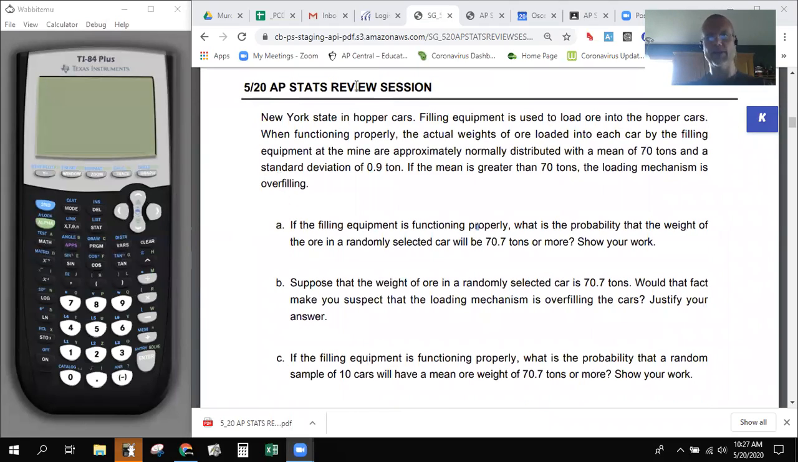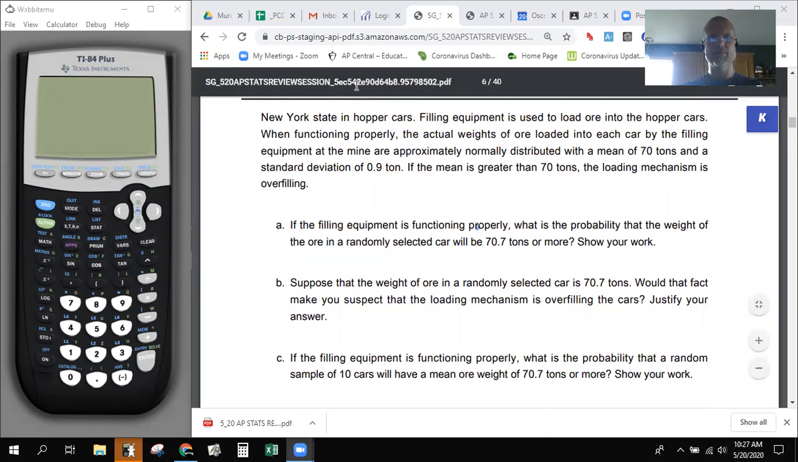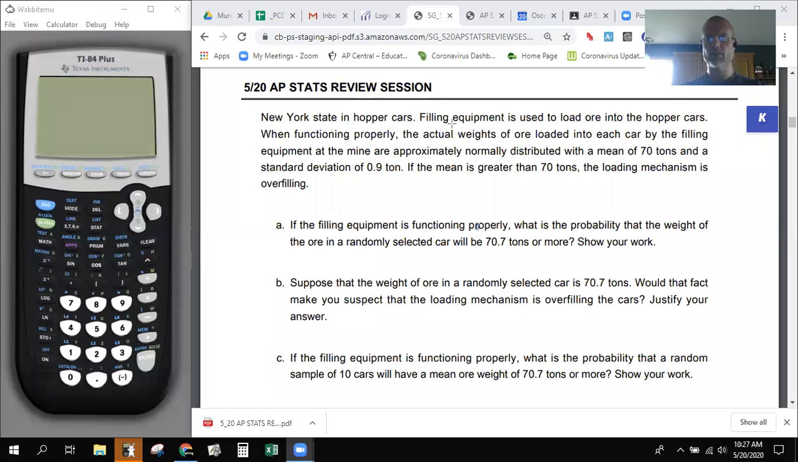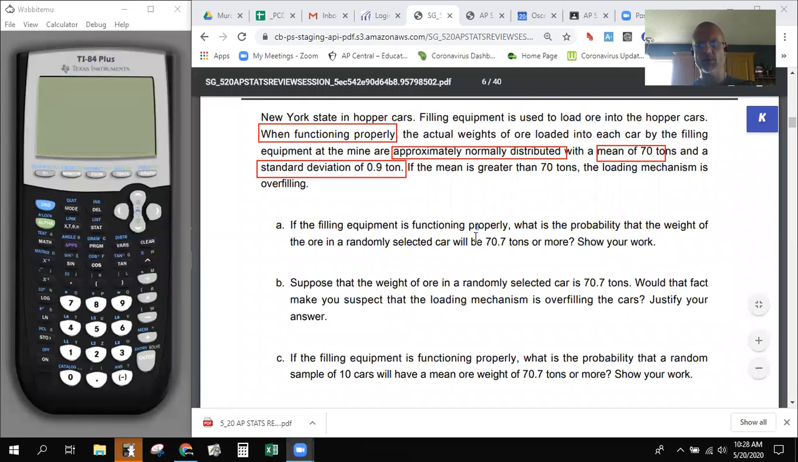So what was kind of important there? Use this. When it's functioning properly, it is approximately normally distributed with a mean of 70 and standard deviation of 0.9. If the mean is greater than 70 tons, it's overfilling. Okay, if the filling equipment is functioning properly, what's the probability that a weight of ore in a randomly selected car, so a single randomly selected car, so that means that we can use this distribution right here, will be 70.7 tons or more.